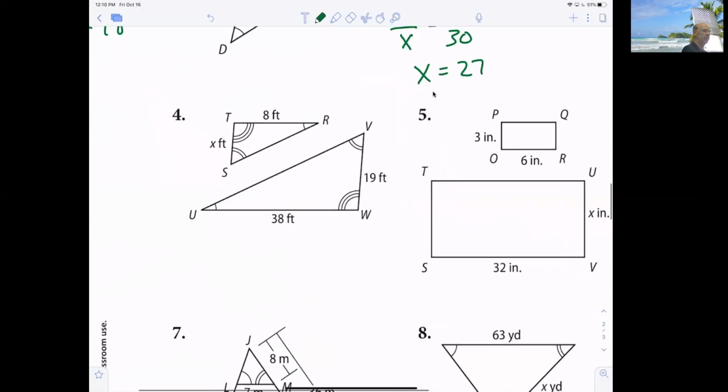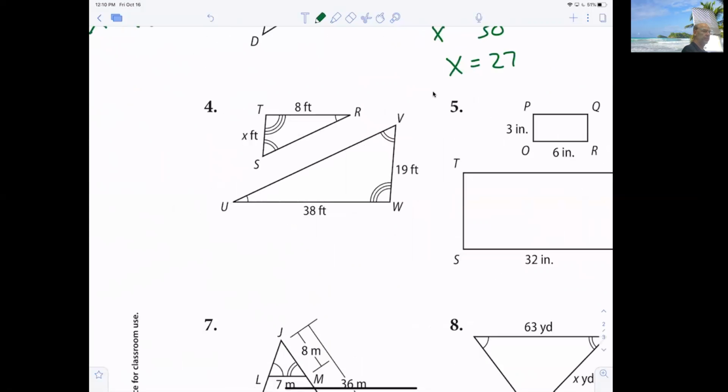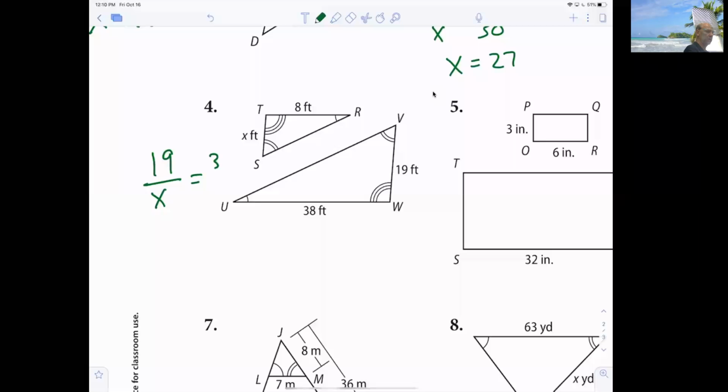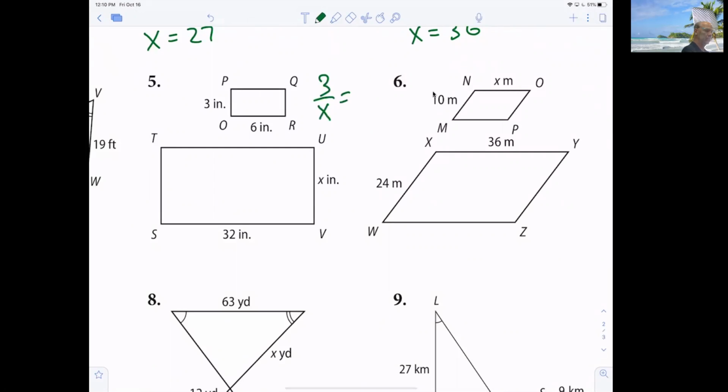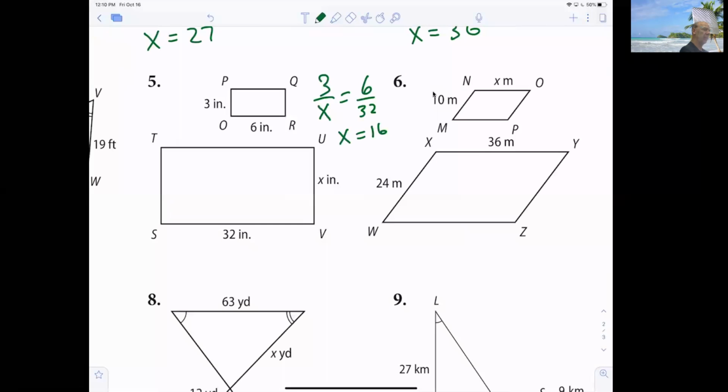Okay, number 4. Jolie, you're up. 19 over x, good. 38 over 8. Good job. Yay, 4. Good job. All right. Reese, go. 3 over x, 16 over 37. Anybody else get 16? Yes. All right, I'm pretty happy with that.